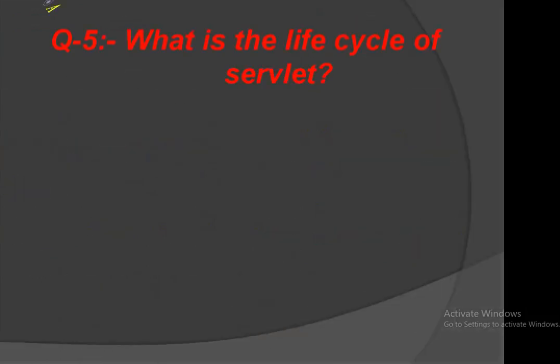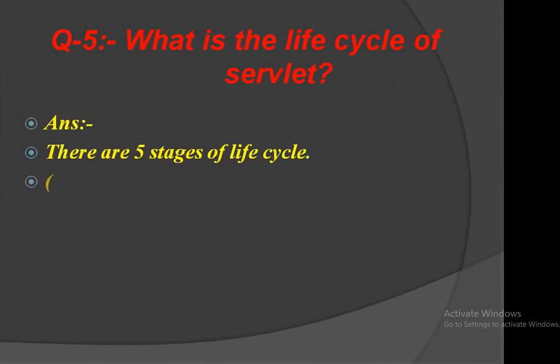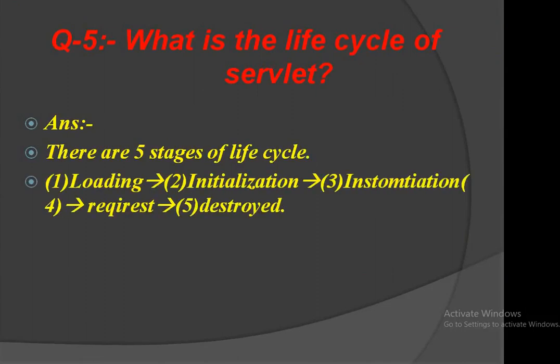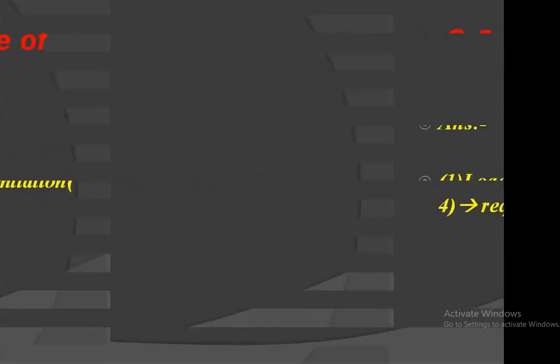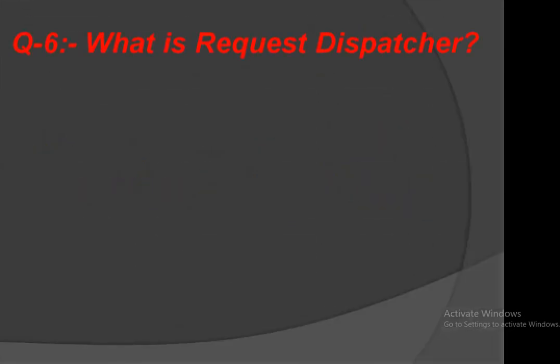What is the life cycle of a servlet? There are five stages of the life cycle: loading, initialization, instantiation, request, and destroy. These are the five stages of the servlet life cycle.